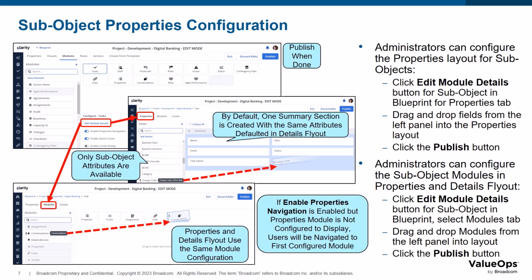On the subobject, if you enable the properties navigation, but you do not have the properties available to display in your modules tab, what will happen is the user will be navigated to the first configured module for the subobject instead of properties, since you haven't enabled it. And whenever you're finished configuring these, you just would click Publish to publish your changes.